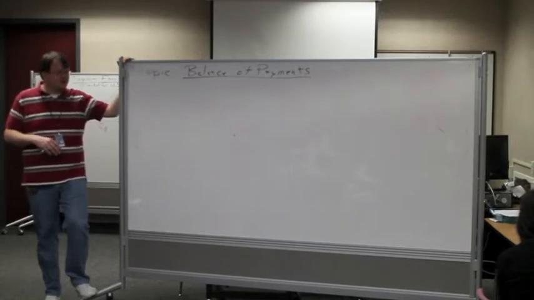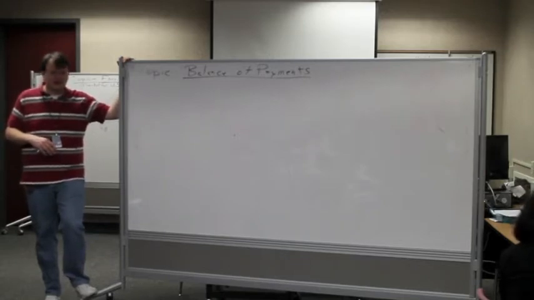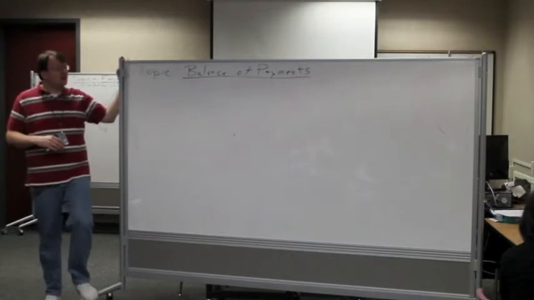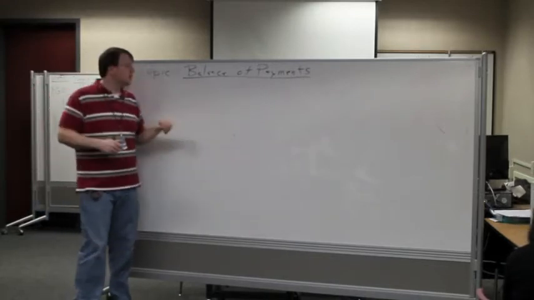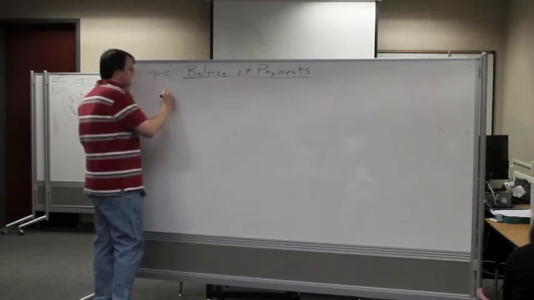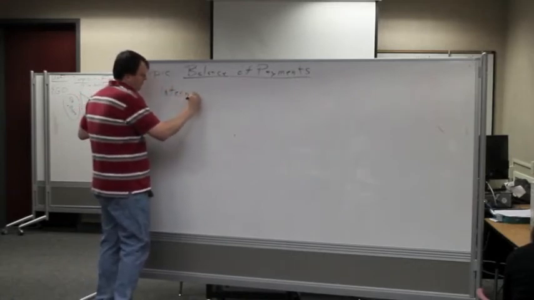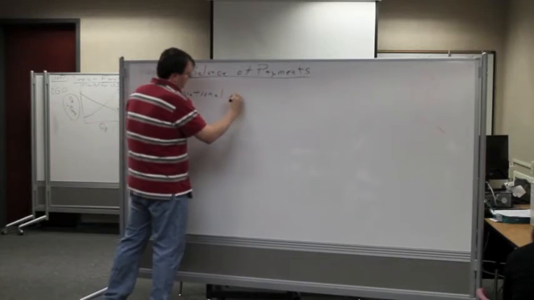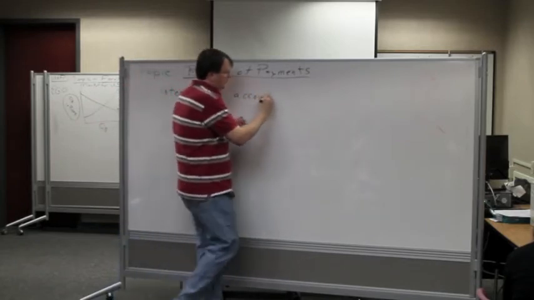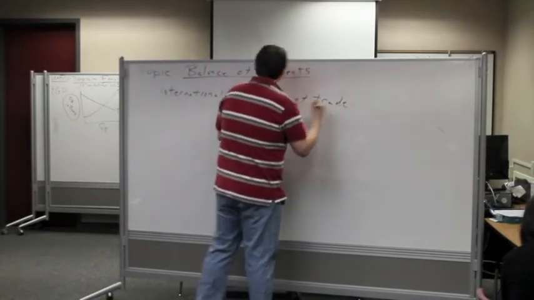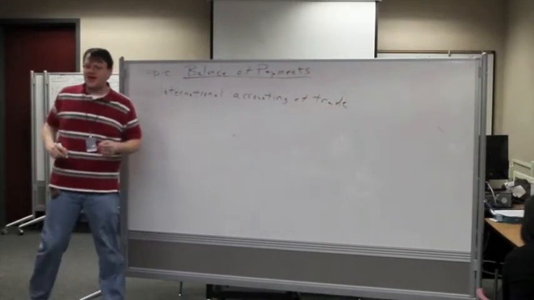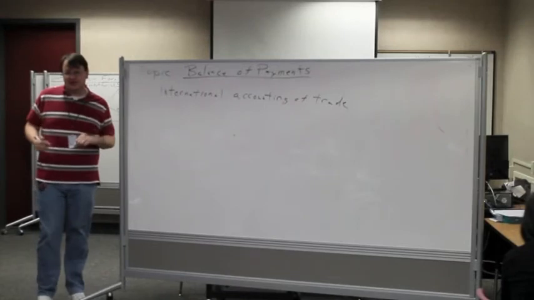Okay, so the balance of payments. So what is the balance of payments? Let me see if I can remember. Balance of payments is an international accounting of trade. So let's write that down, what it is. It's an international accounting of trade. And like all good things that have to do with accounting, there are two sides to the ledger.